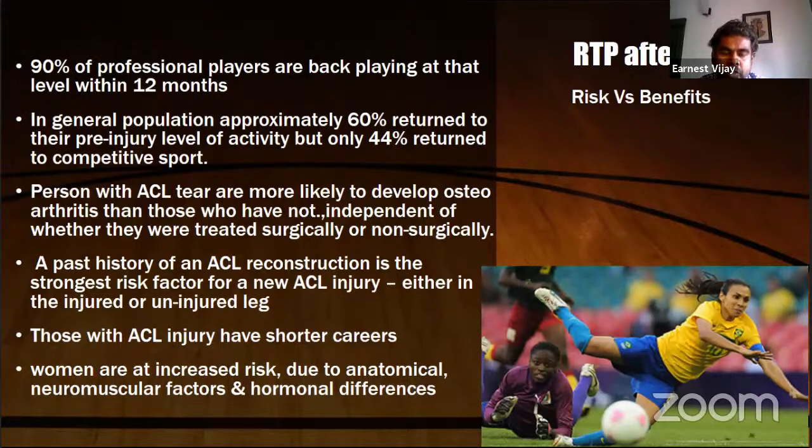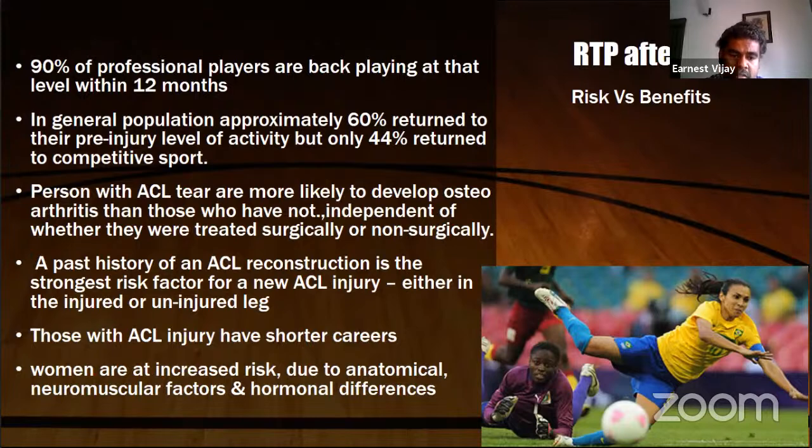So 90% of the professional players, what do we mean by that? The elite players, or the players who are playing at the top league levels, are able to go back to their peak performance after 12 months. Whereas the general population, or amateurs or recreational, only about 44% are able to return to competitive sport. And as we know, one of the complications of having an ACL tear, whether you manage it surgically or non-surgically, is osteoarthritis. So which also is a risk which has to be told to the athlete, what to expect out of the surgery or out of the rehab.